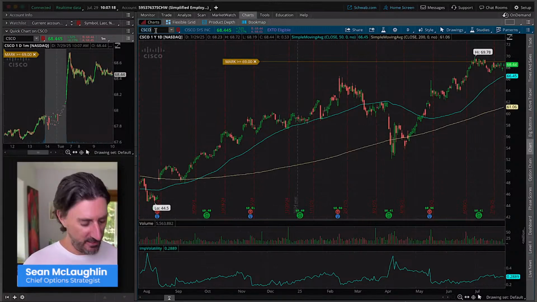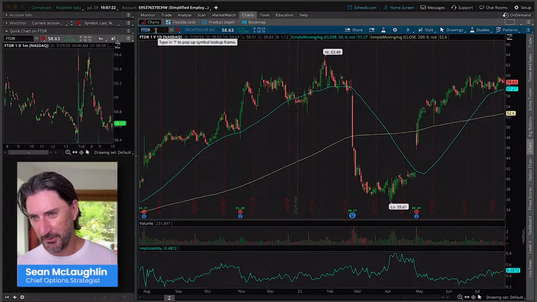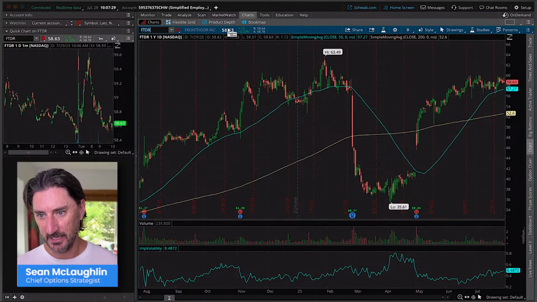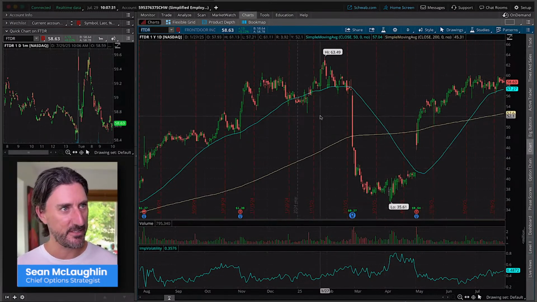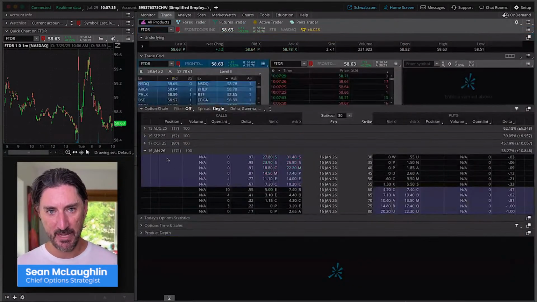All right, FTDR was your other trade. Ooh, that's also a good looking pattern there. It's coiling. You got implied volatility rising pretty notably there in Frontdoor. No doubt it's got earnings coming up soon. That's certainly playing a part. Let's take a look at those options here. I like this setup too.